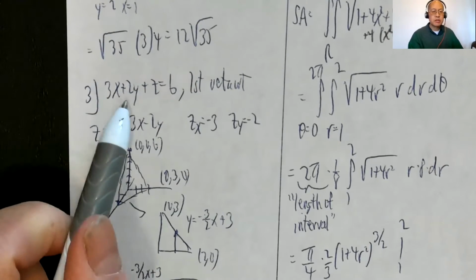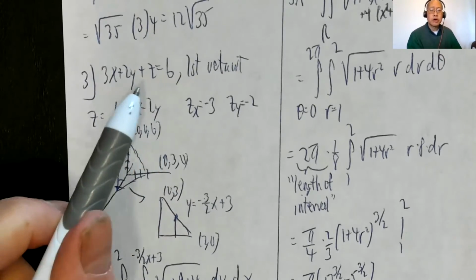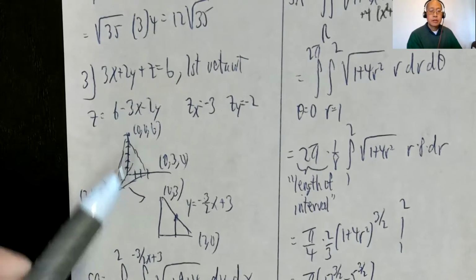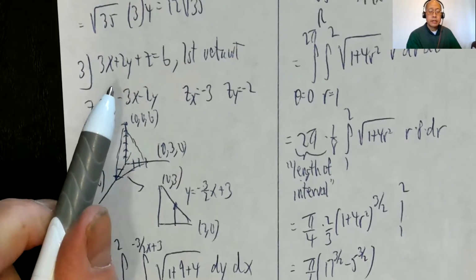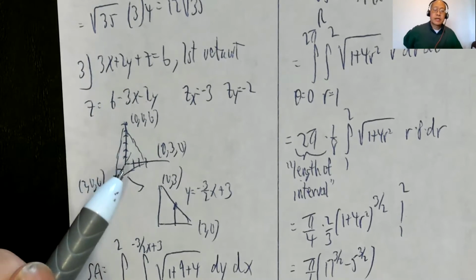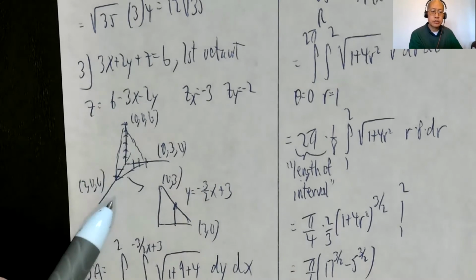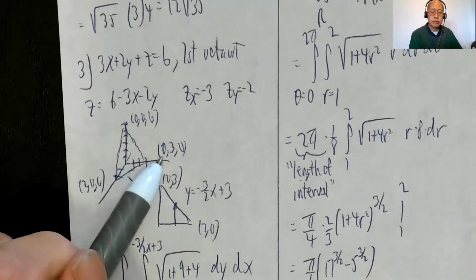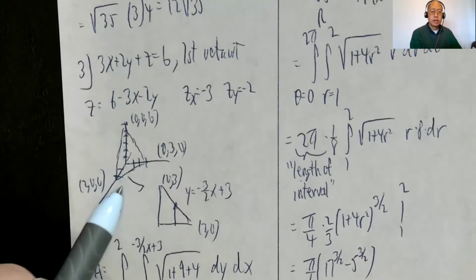Number 3, 3x plus 2y plus z equals 6. First octant view. So solve for z. Z is 6 minus 3x minus 2y. Okay. Now you don't really need the picture, but I'll give it to you. So I did x, y, and z intercepts. So set y and z equal to 0 and x is 2, (2, 0, 0). Set x and z equal to 0, that gives you y is 3, (0, 3, 0). Set x and y equal to 0, you get z is 6, (0, 0, 6). So this is what it looks like.